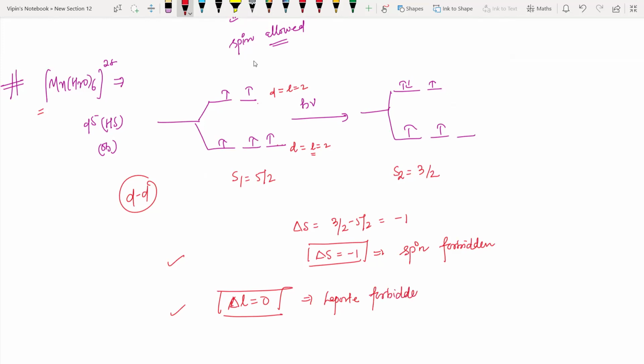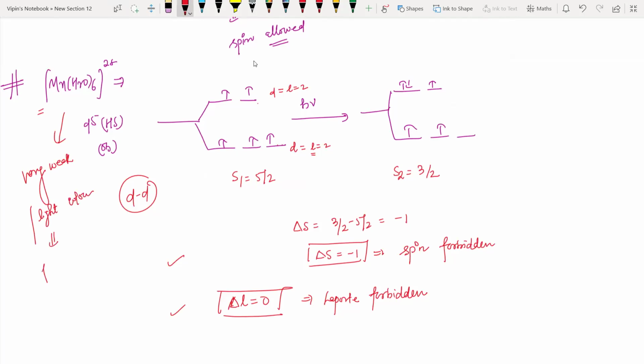It means in this complex there is no possibility of electronic transition. Hence, this complex should not absorb any light. If the complex does not absorb any light, then it will not reflect any kind of light. It means it should be colorless. But it has been found that the complex has a very weak color, a very light color.